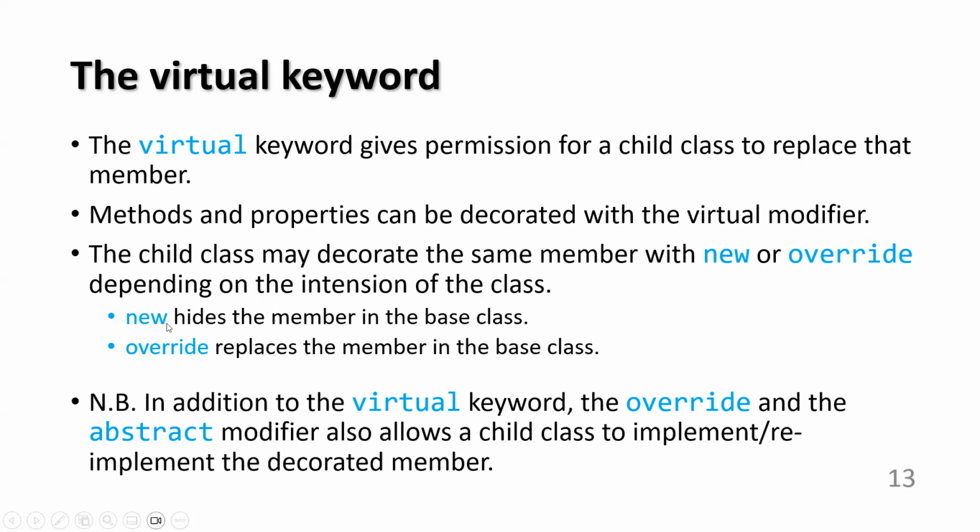New hides. Look at this one. It says that new hides the member in the base class. So you have the option to switch between. But override replaces the member. So now we got it. In the case that you want to eradicate, override. In the case that you want just to hide that parent, you use new. Nota bene, in addition to the virtual keyword, the override and the abstract modifier also allow a child class to implement or re-implement the decorated member.